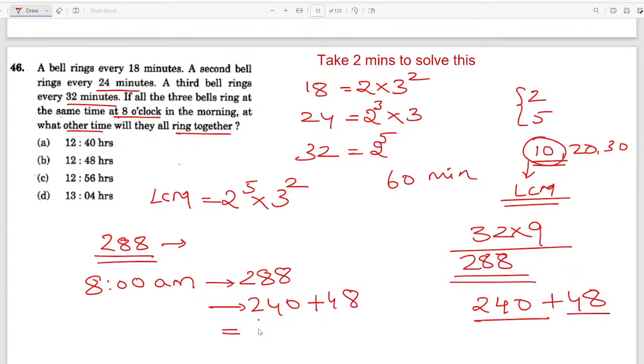This is 4 hours plus 48 minutes. So add 8 plus 4, that is 12, 12 o'clock, and then after that 48 minutes, 12:48. The answer is B.